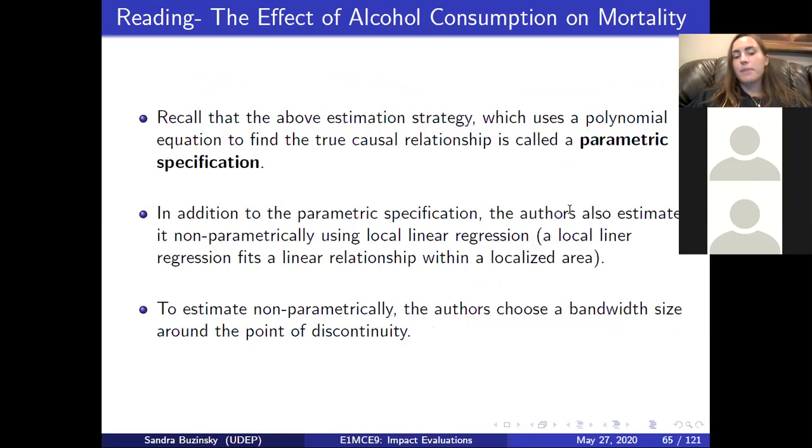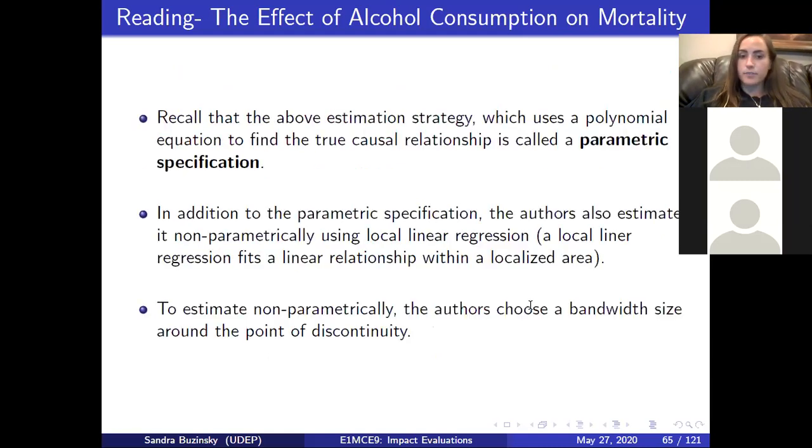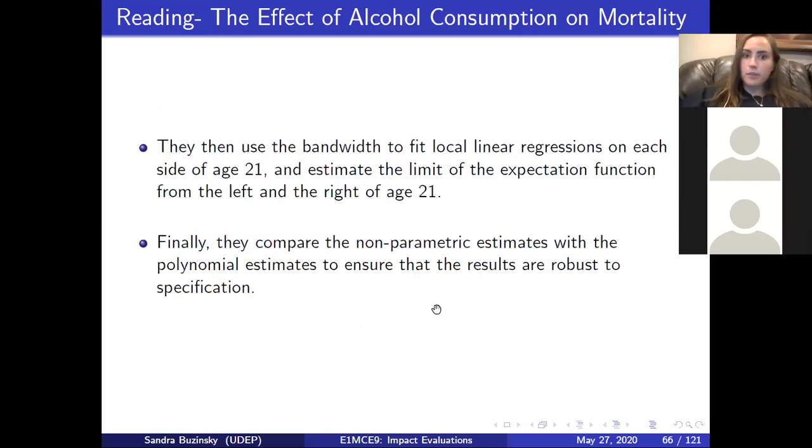Here they're using a parametric specification because this function is going to be parameterized with some polynomials. And then they also use a non-parametric specification using local linear regression. And so they'll choose a bandwidth size to find the window of comparability that we've talked about.